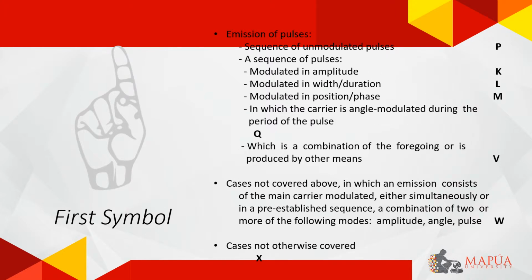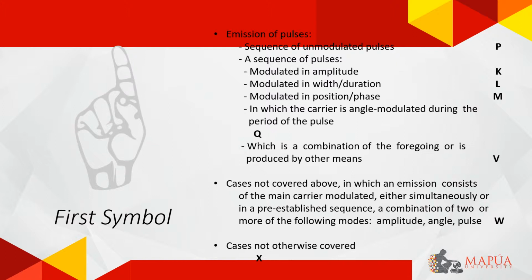Emission of pulses. Sequence of unmodulated pulses means P. A sequence of pulses: K means modulated in amplitude. L, modulated in width or duration. M means modulated in position or phase. Q, in which the carrier is angle modulated during the period of the pulse. V, which is a combination of the foregoing or is produced by other means.